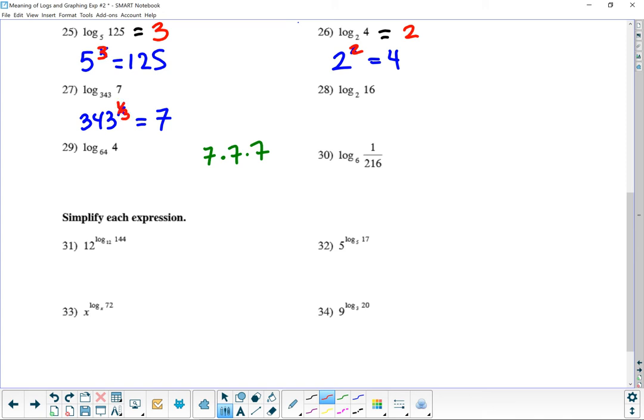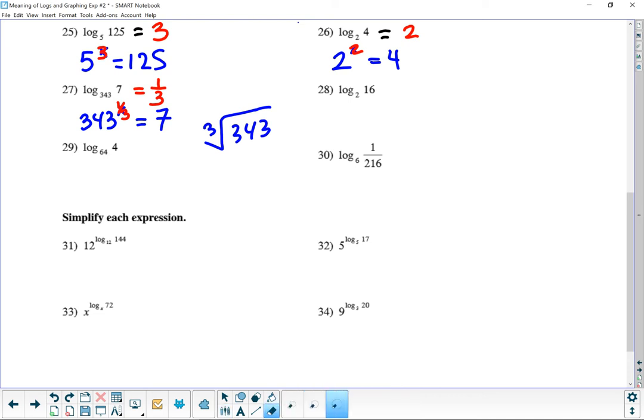Okay. And if you try on the calculator, 343 to the 1/3 power, which is equivalent to a cubic root of 343, meaning what times what times what, 3 times makes 7, and that's what it is. Okay, so your answer is going to be 1/3. Okay, so log base 343 of 7 is equal to 1/3. That was a little tricky. Okay, especially because the base is big and you kind of have to work backwards.